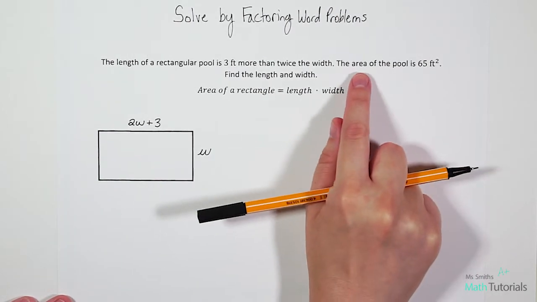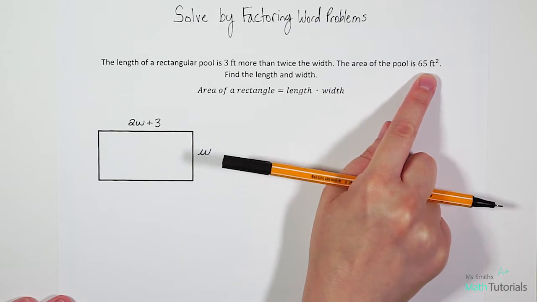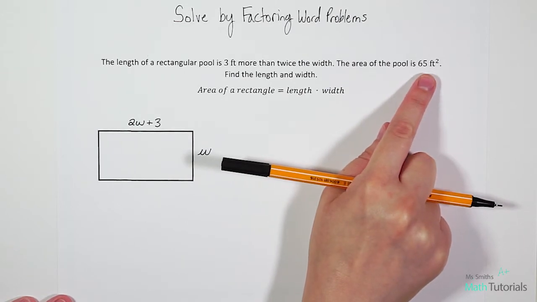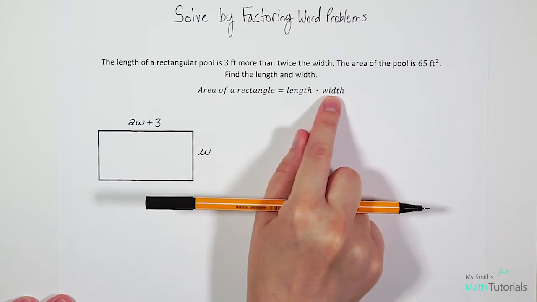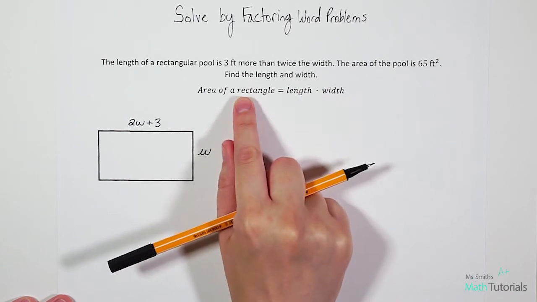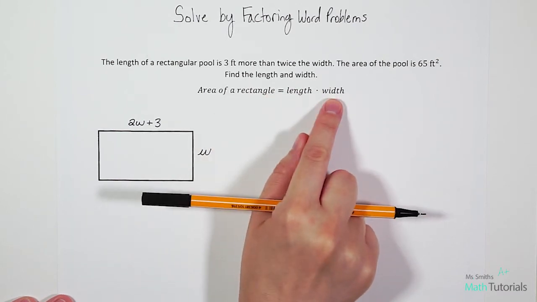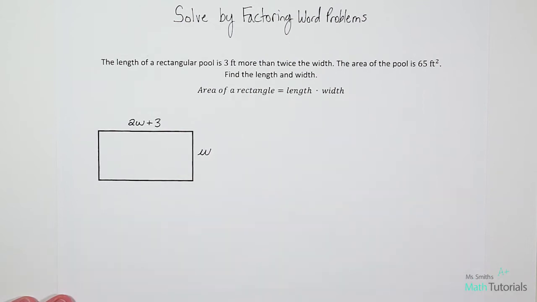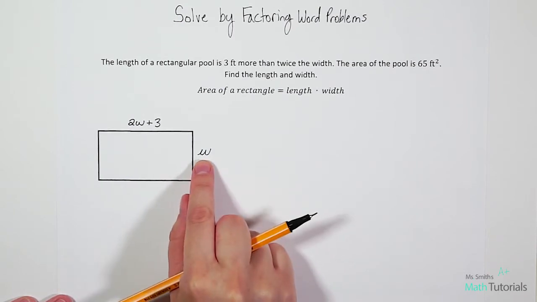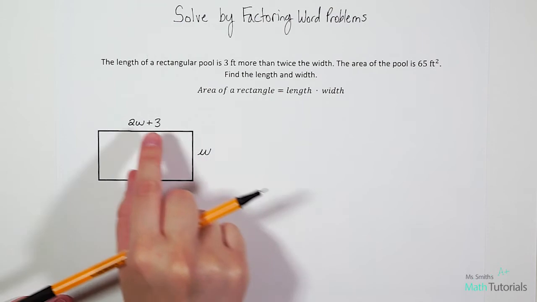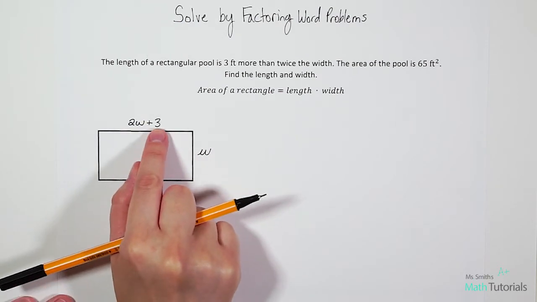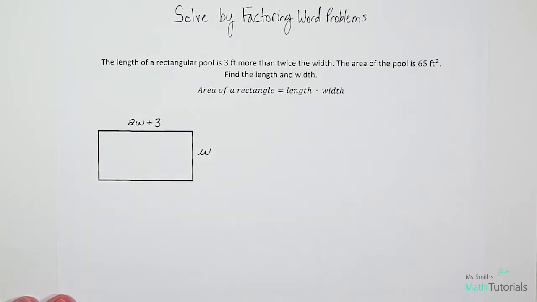They tell us the area of the pool is 65 feet squared. So looking at this formula, I know the area, I know the length, and I know the width. So I have everything I need to be able to write an equation. In this instance, I'm going to actually do width times length. The reason why is my width is just a monomial versus my length, which is a binomial. So it's just going to look better to do the width first. It doesn't really matter. With multiplication, we know that order doesn't matter.